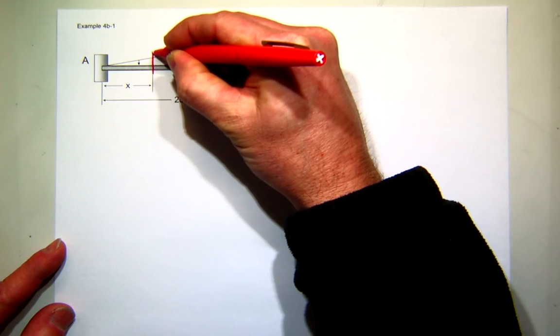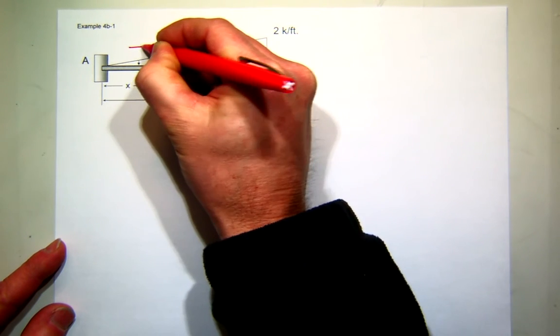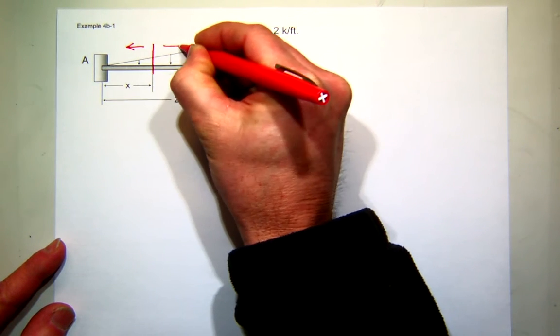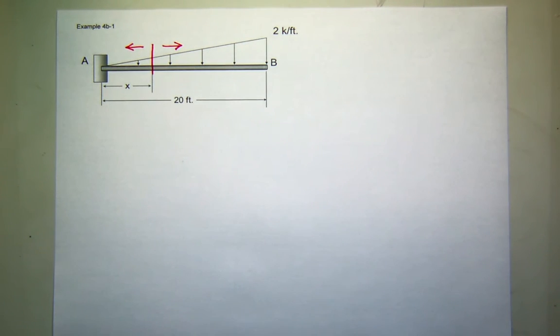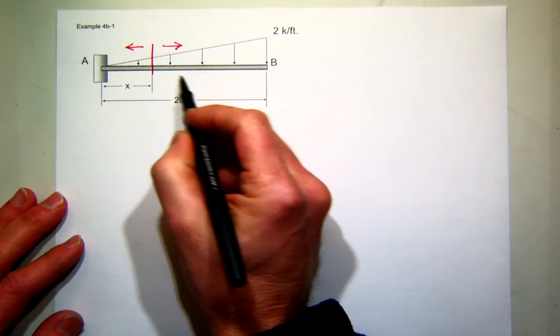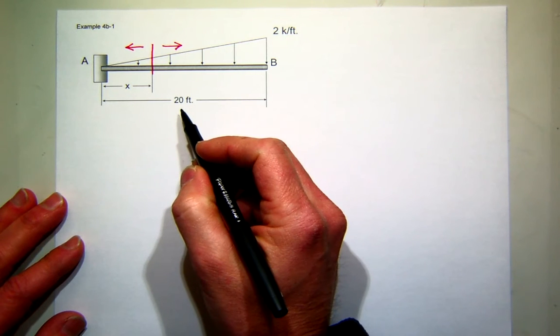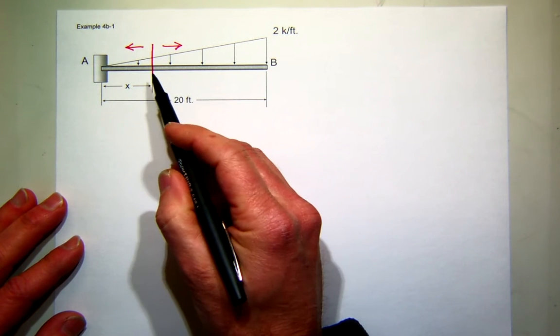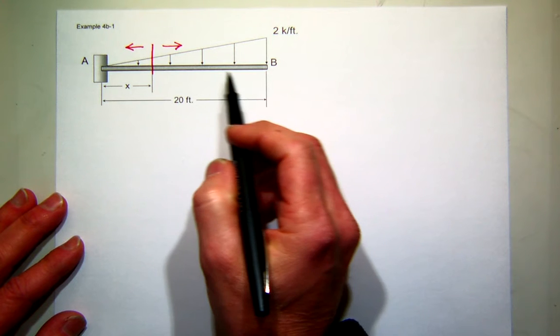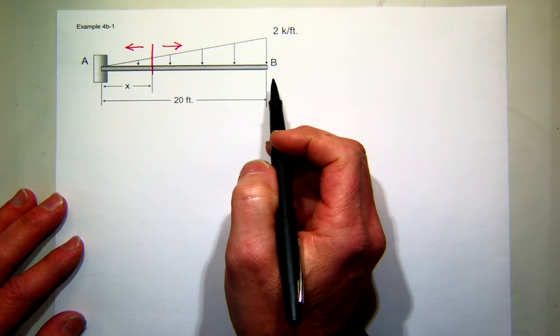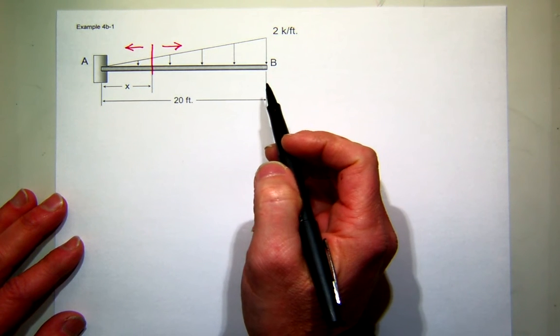So now we're looking at whether you want to work the left side or the right side. So we can spend just a second talking about that. What advantage does the right side have when cutting a section here and finding the internal forces? Well, the right side doesn't have any reactions. You don't have to find the reactions. That could be a positive thing.